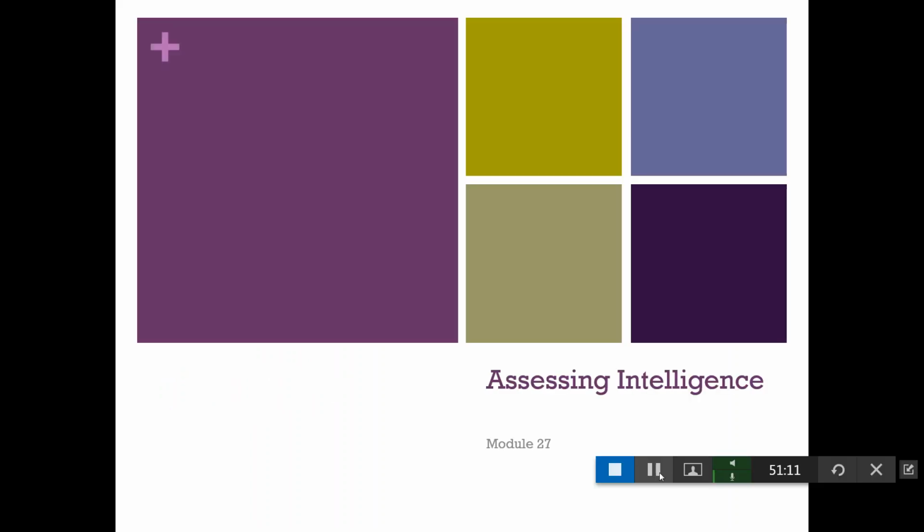Okay, so now we're going to cover intelligence. First, module 27, how we developed our ways to assess intelligence. And then we're going to get into some things that affect intelligence, what predicts intelligence, basically.